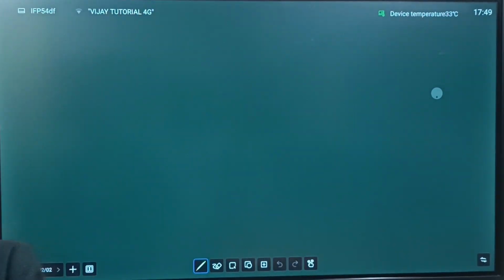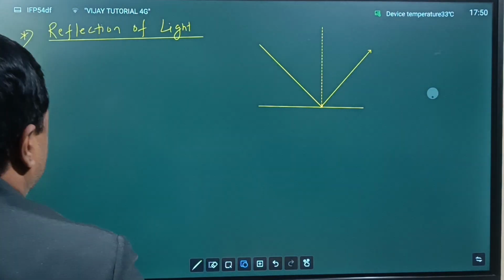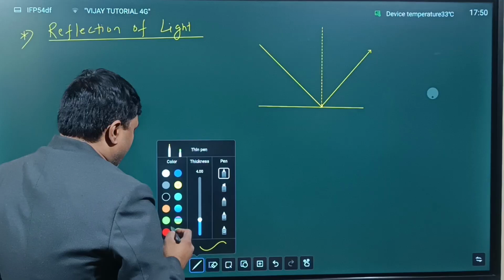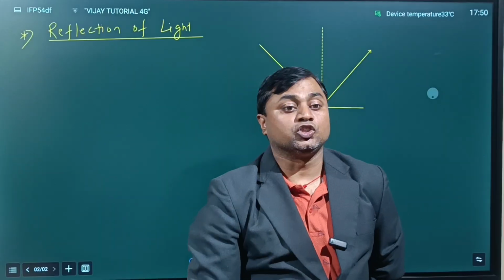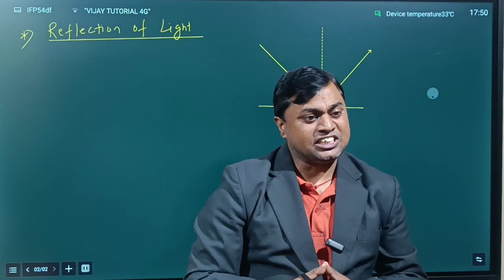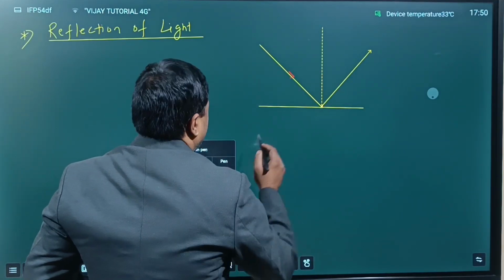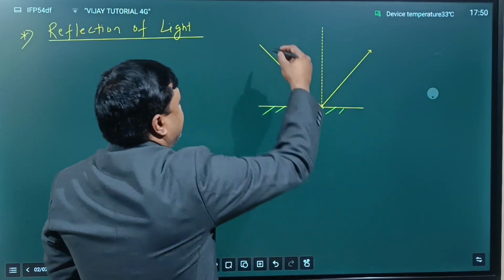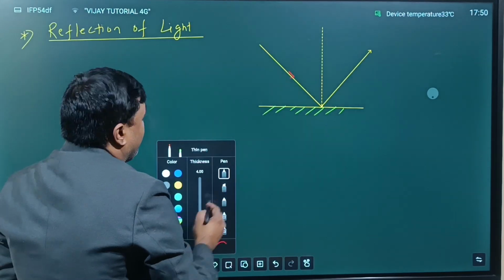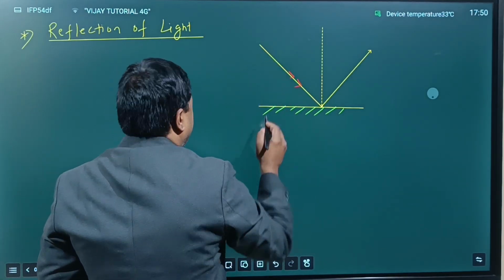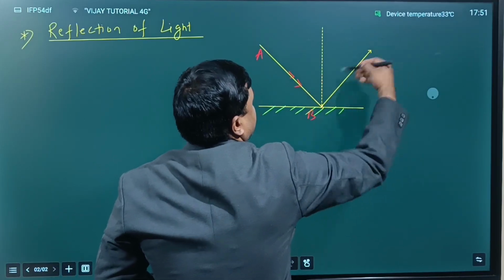Next, we talk about reflection of light. When we talk about reflection of light, the phenomenon of bouncing back of a light ray after striking a solid surface is called reflection of light. Whenever light falls on a solid surface, let's take a plane mirror, and one light ray falls on this plane mirror, it bounces back. See, this is the light ray AB, and BC is the reflected ray.